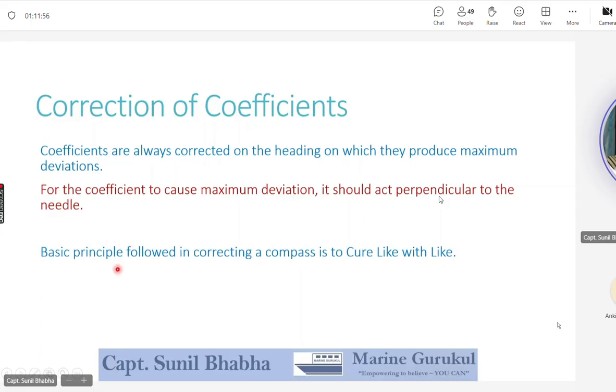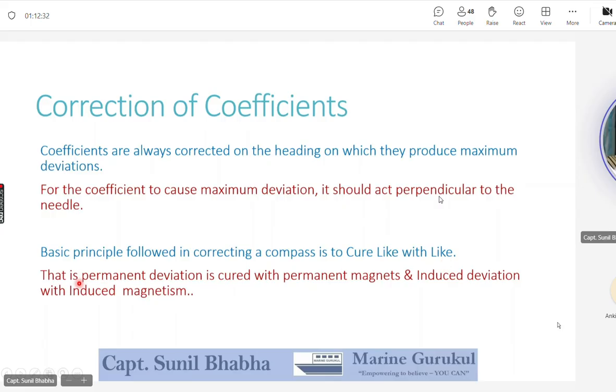Now, the basic principle which is followed in correcting the compass is to cure like with like. Now, what do we mean by curing like with like? It means permanent magnetism deviations are cured or corrected by using permanent magnets. Induced deviations are corrected or cured using induced magnets. So permanent is corrected with permanent, induced is corrected with induced.